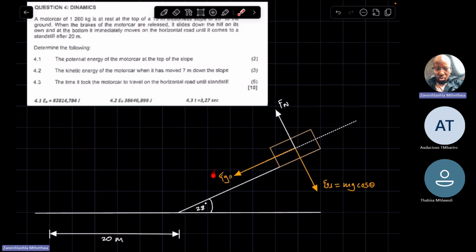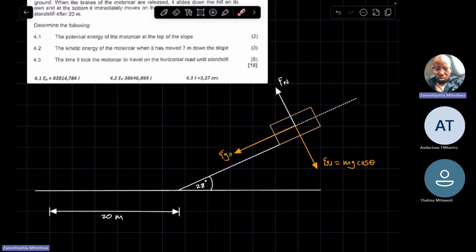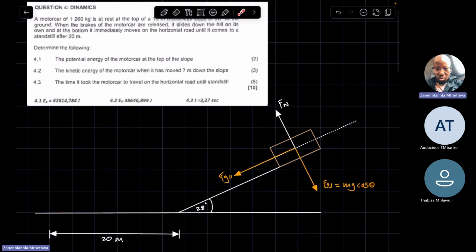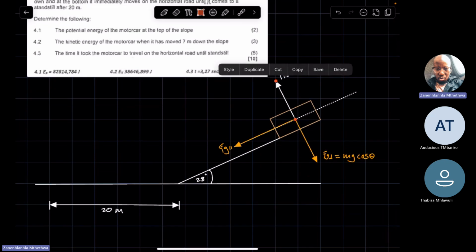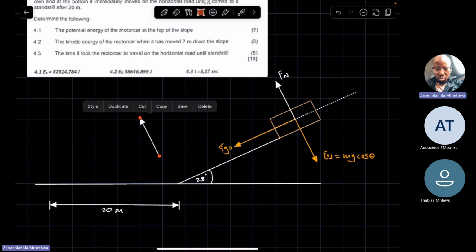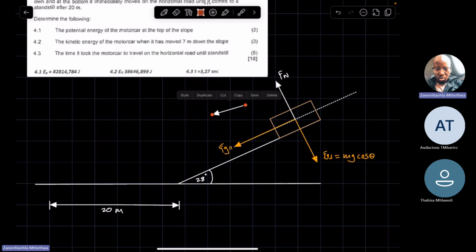If it's sliding down the hill on its own, it's because of this weight component that is in the same axis as the work being done. So essentially, this here is your free body diagram. These are the only forces involved. Now, what do the forces tell us? As far as the direction of acceleration, acceleration is in this direction. So acceleration is in the same direction as this weight component.